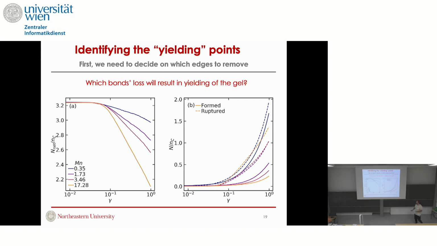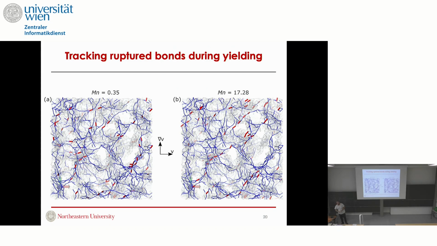So what I'm doing is this. I know exactly which bonds will be broken by this point, right? And I tag them. I run the simulations, and I know exactly which bonds are going to be broken by that time. Those should be the ones that are responsible for yielding. And those are the ones I'm showing here for two different Mason numbers.